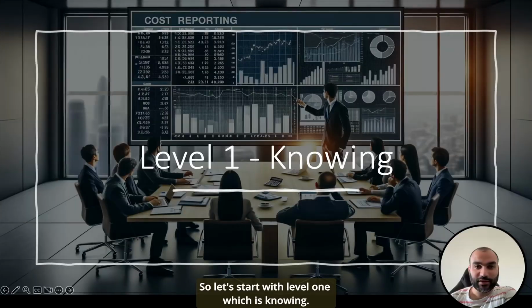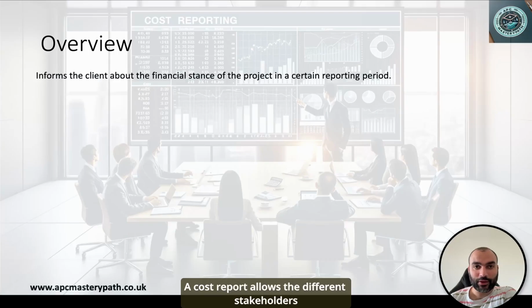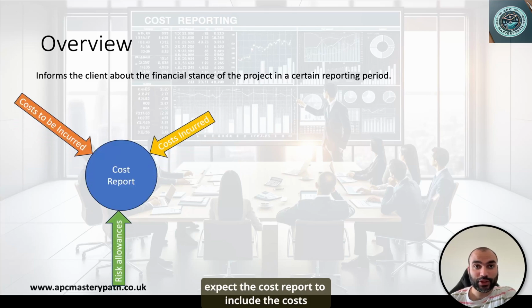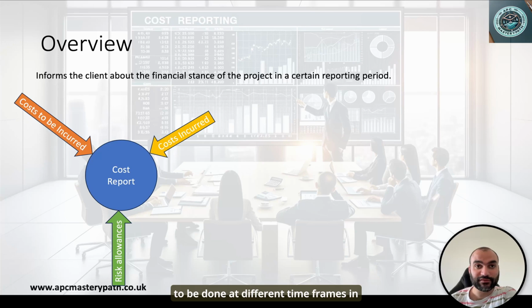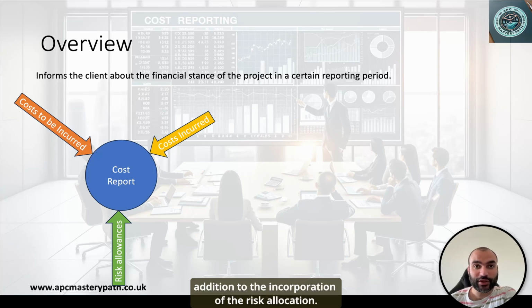So let's start with level 1, which is knowing. A cost report allows the different stakeholders within a project to understand the financial stance of a project in a specific reporting period. You would expect the cost report to include the costs incurred so far for the works done to date, in addition to the costs for the works anticipated to be done at different timeframes, in addition to the incorporation of the risk allocation.